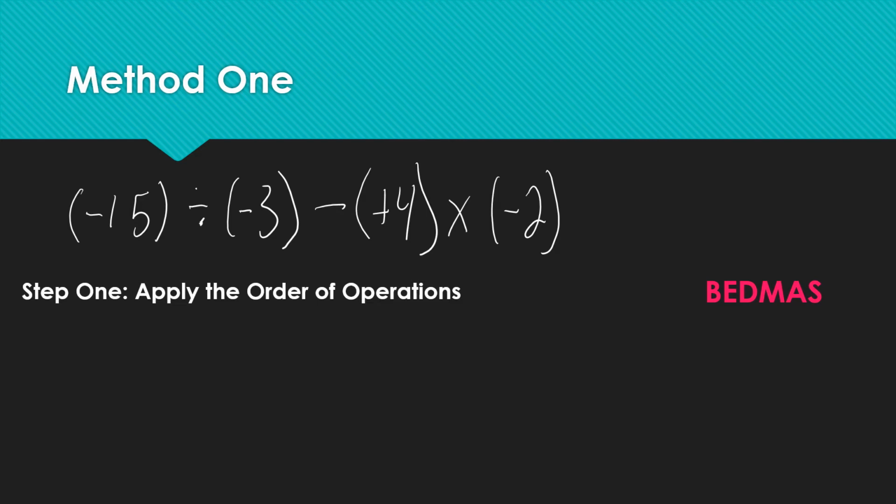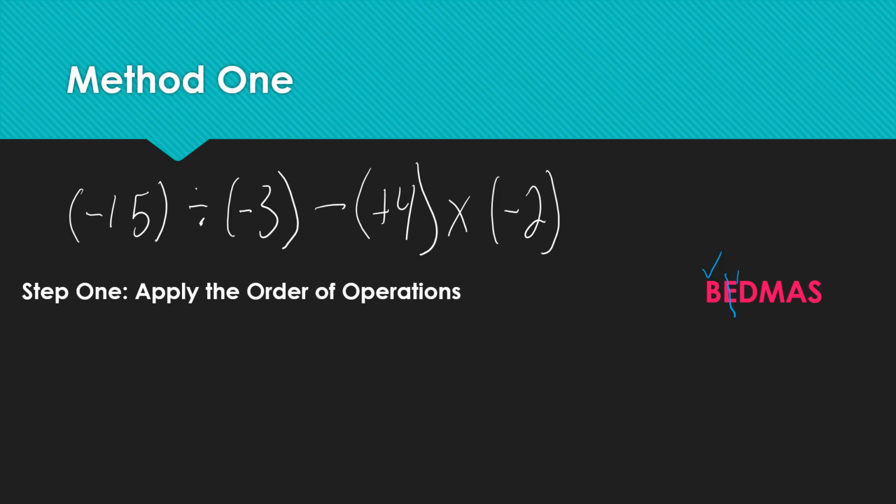And you should remember this if you were paying attention in our unit 6 when we looked at BEDMAS with our fractions. So for step one, it simply says apply the order of operations. When we take a look at our question, we have negative 15 divided by negative 3, subtracting positive 4, multiplying by negative 2. So we'll look at our BEDMAS and ask ourselves, do we have any brackets? Well, yes, we do, but there's not much we can do with them just yet. Do we have exponents? No, we don't.